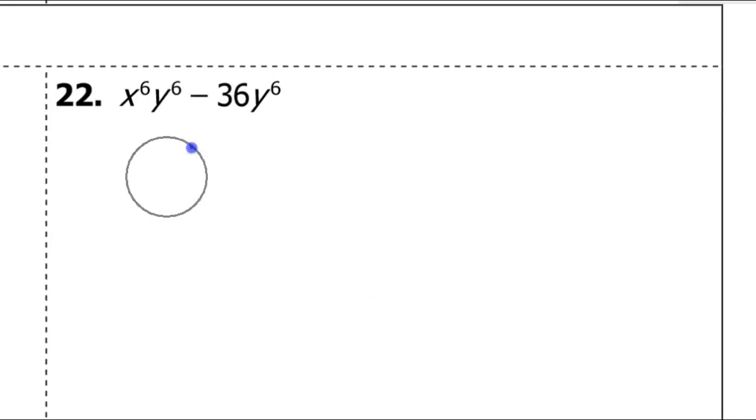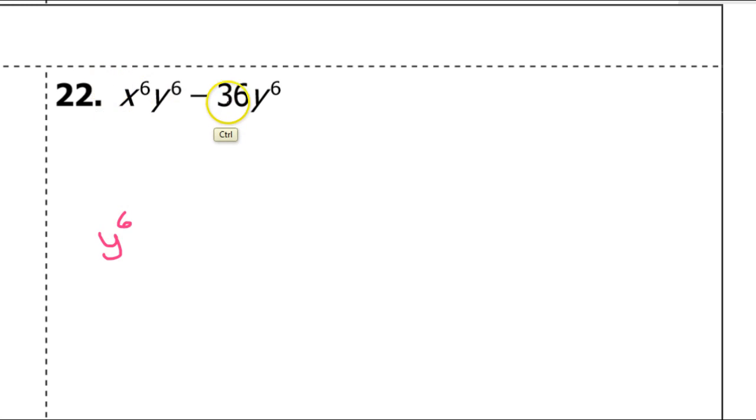Okay, let's do the same thing for number 22. Let's start with the variable part. I see an x here. Do both terms have x's? No. Only the first term has x's. So there will be no x's in the GCF. Do both terms have y's? Yes, they both have y to the 6th power. So that means y to the 6th power will be part of the GCF.